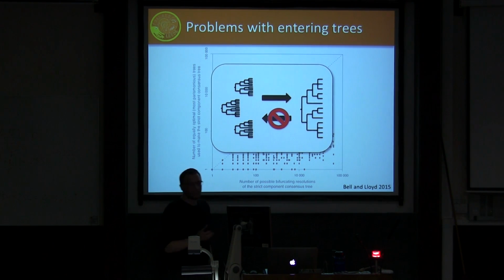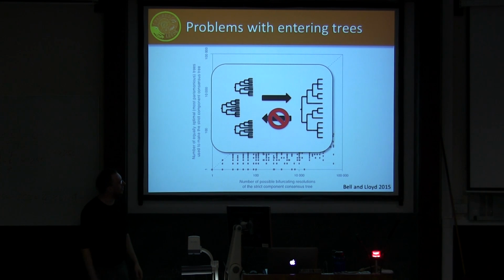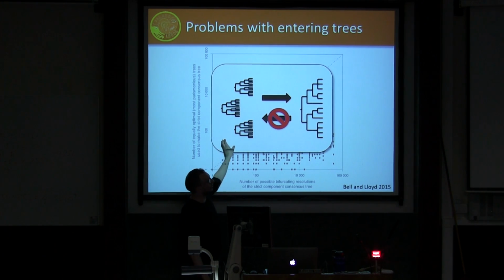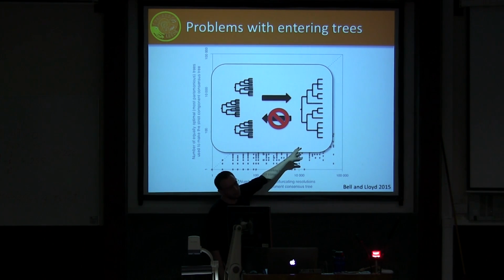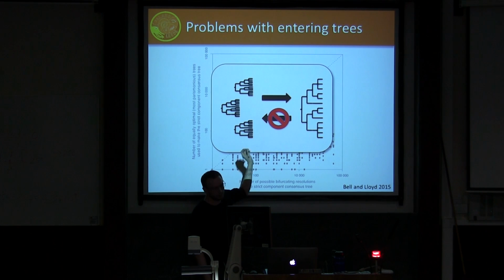So more generally, there's a one-way flow of information going from the set of trees that you use to produce your consensus. You can't go back from your consensus to get your original trees.